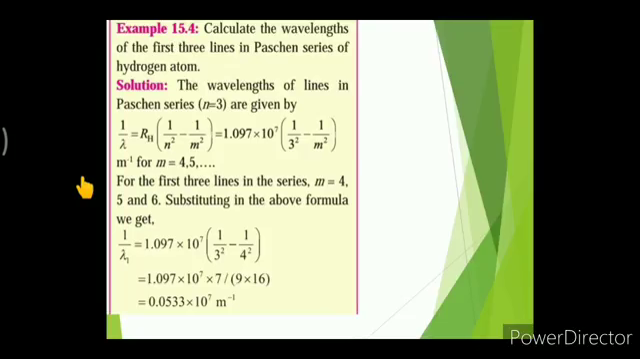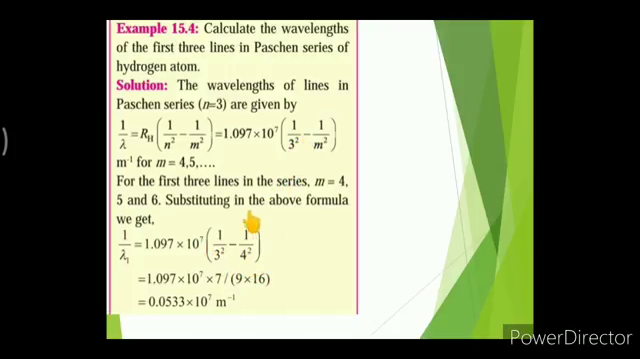these values in the formula above. The first line is to be denoted in the Paschen series as 1 upon lambda 1, which gives the value of the wavelength of the first line in the Paschen series, and hence for this the value of m we have to take as 4. So the formula will become 1 upon lambda 1 is equal to 1.097 into 10 raised to 7 in bracket 1 upon 3 square minus 1 upon 4 square.